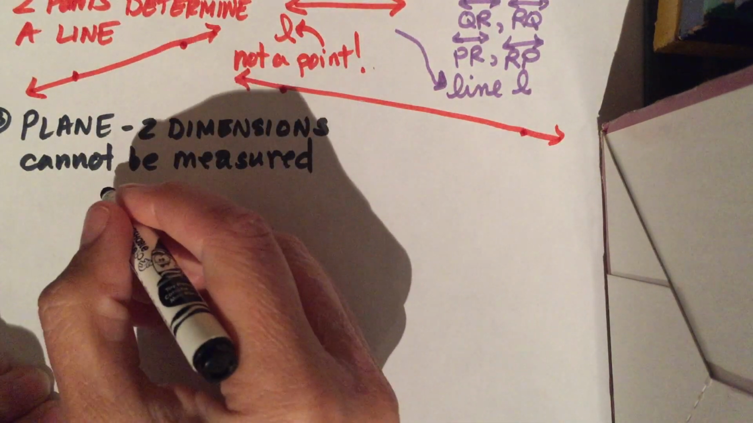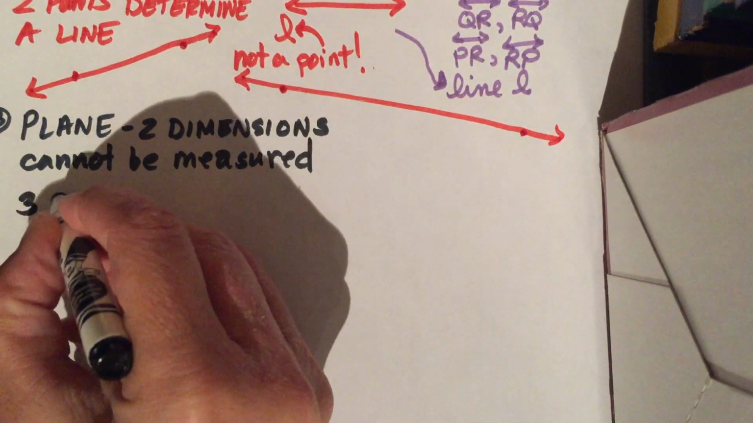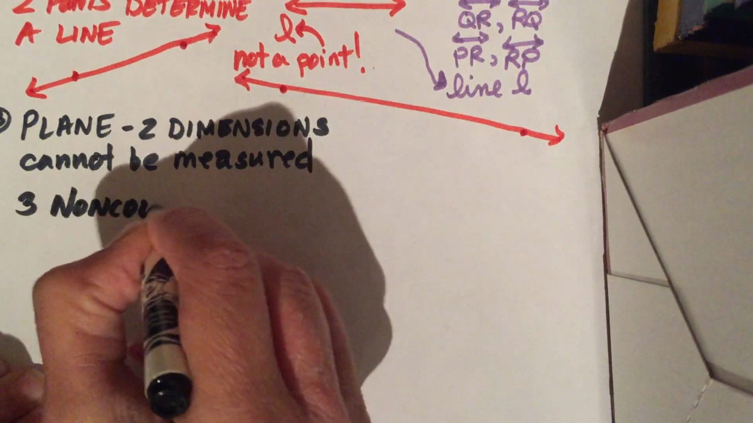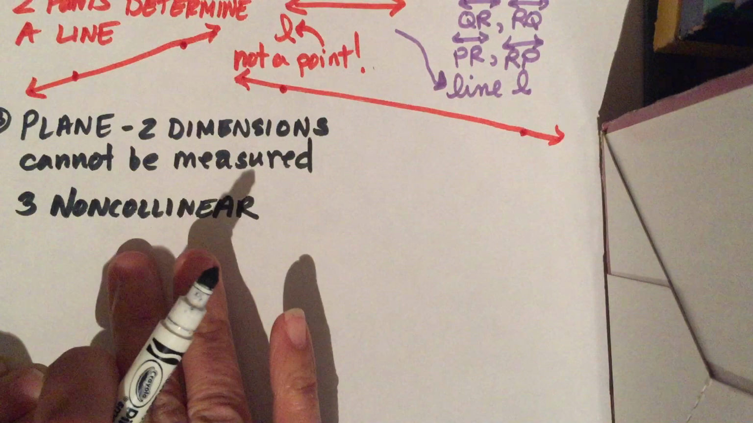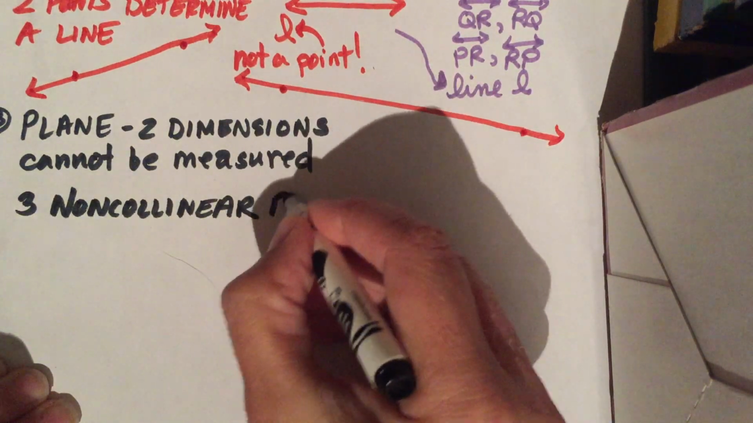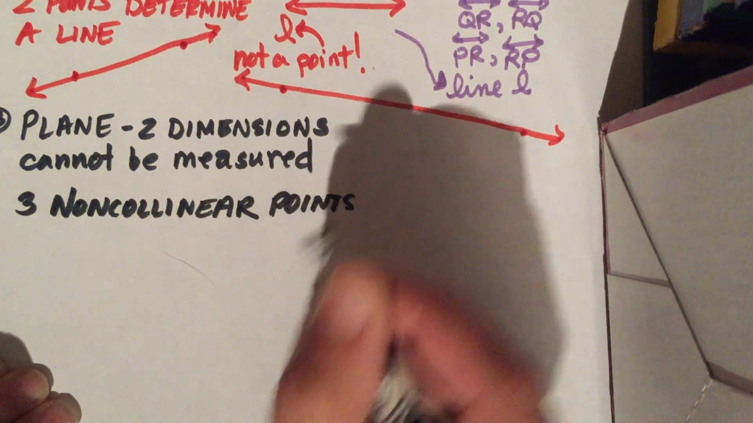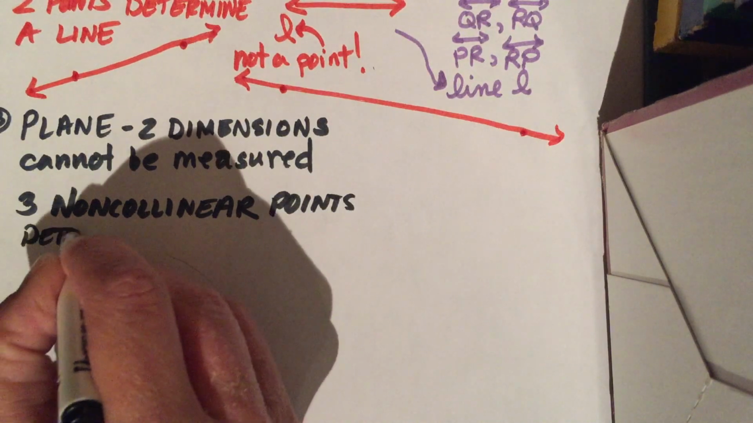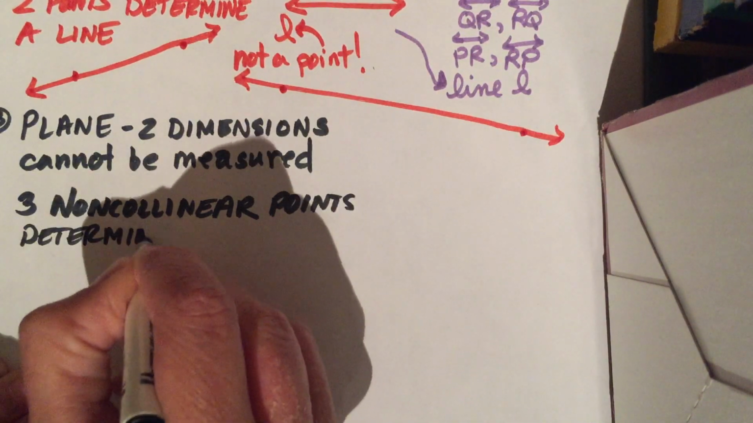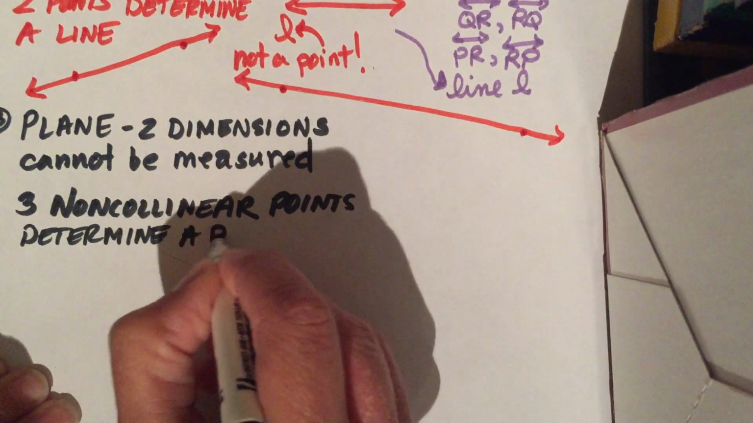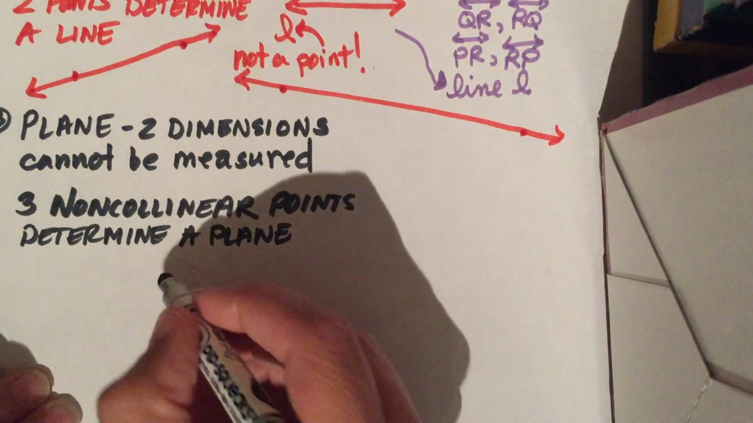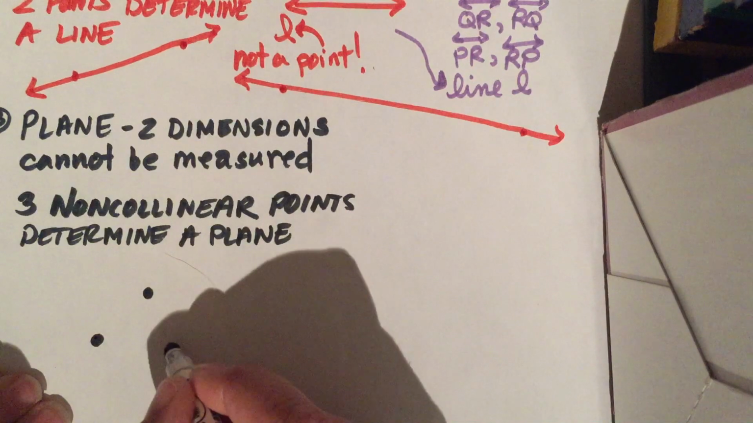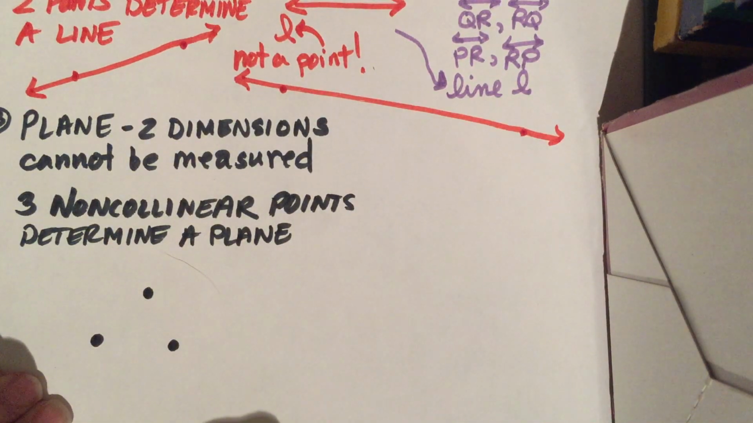Okay? So 3 non-collinear. And we talked about non-collinear. Non-collinear meaning they cannot be on the same line. 3 non-collinear points determine a plane. Now, why do they have to be non-collinear? Well, let's draw our plane here. I'm going to do 3 non-collinear points right here.